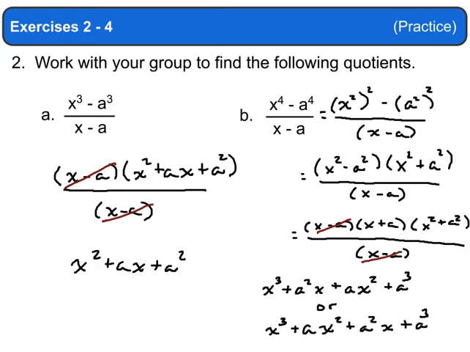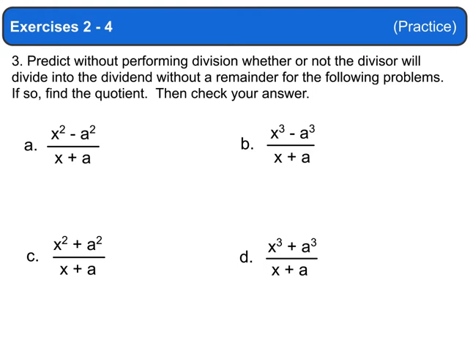So there'll be one more slide to look at. They say to try to predict, without performing division, what type of remainder you would get. And so remember, this is a difference of squares. If you think about that, a difference of squares breaks into x minus a and then x plus a. So that means if we divided it by x plus a, these would cancel. And so my final result would be x minus a.